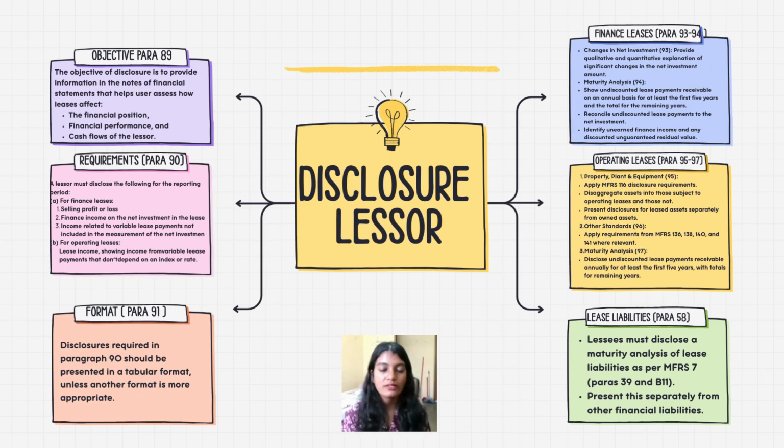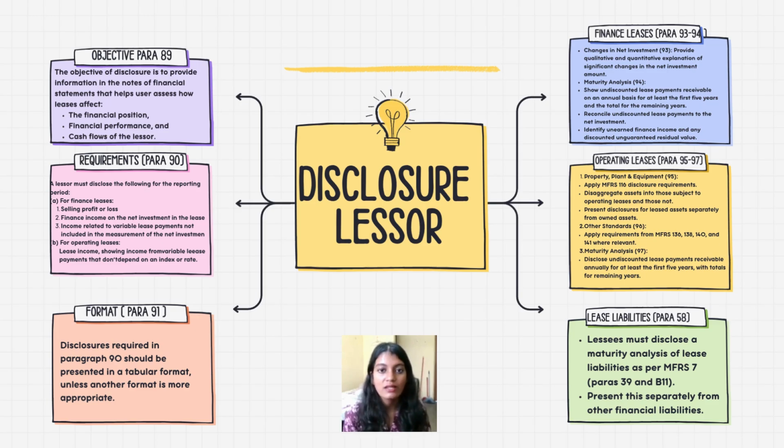Now we are going to look at the disclosure for lessor. For the lessor, the objective under paragraph 89 is to give information that helps users assess how leases affect the lessor's financial position, performance, and cash flows. According to paragraph 90, the lessor must disclose two things. Firstly, for finance leases, we have three things. First is selling profit or loss. Secondly, finance income from the net investment. And thirdly, income from variable lease payment.